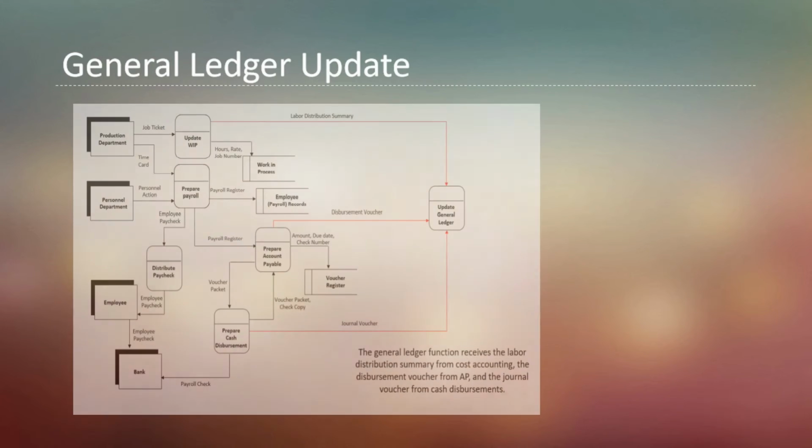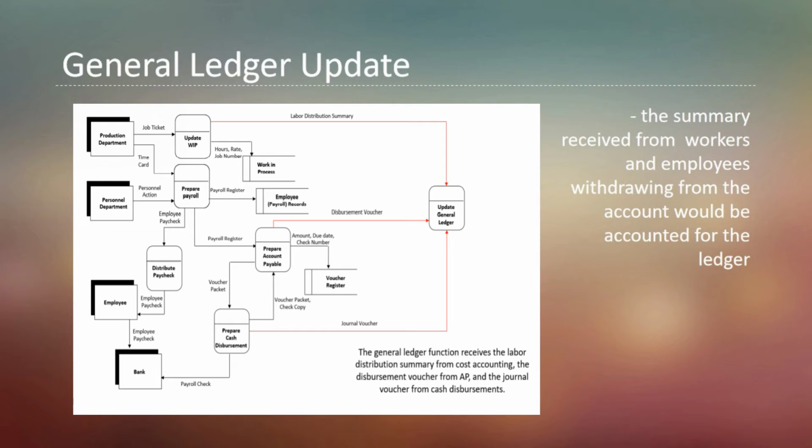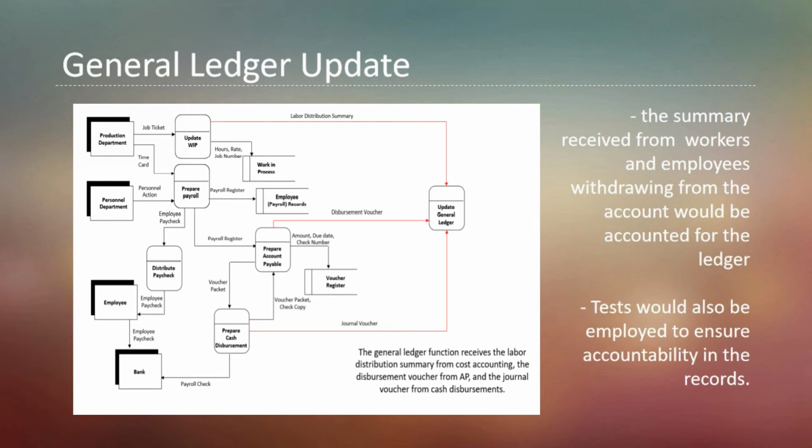After all this, the general ledger would be updated. The summary received from the workers and employees withdrawing from the accounts would be accounted for in the ledger, storing the amounts payable, changes to salaries, or commission expenses to be balanced in debiting and crediting the accounts. Tests would also be employed to ensure accountability in those records.